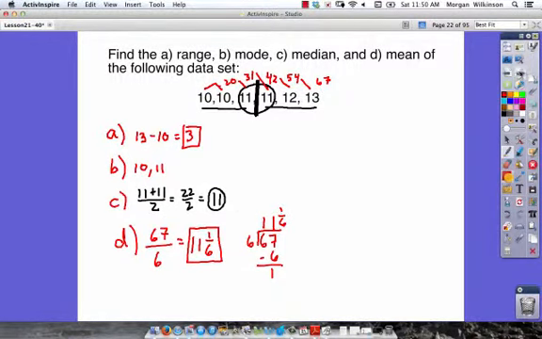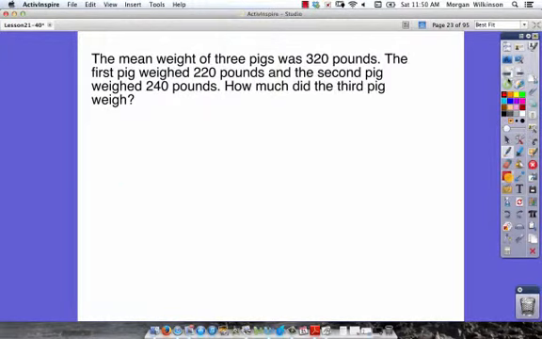We've got one more today. The mean weight of 3 pigs was 320 pounds, so that's the average. The first pig weighed 220 pounds, and the second pig weighed 240 pounds. How much did the third pig weigh? Well, we know the average is equal to 320 pounds. And we know the average is the sum of the numbers divided by the number of numbers. We know there's 3 pigs.